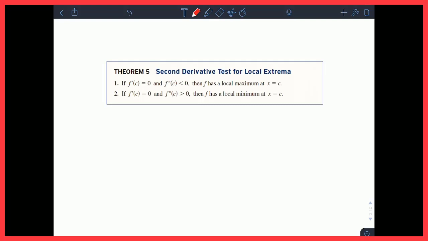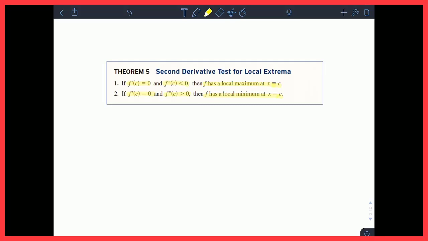Okay, so here's the second derivative test in words. This is a little bit different than the first derivative test. It says if f prime of c is equal to 0, and f double prime of c is less than 0, so that's concave down, first derivative is 0, not undefined. We're only talking about 0 here. Then f has a local maximum at x equals c, okay? Reverse situation: f prime of c is equal to 0, and f double prime of c is greater than 0, and f has a local minimum at x equals c.